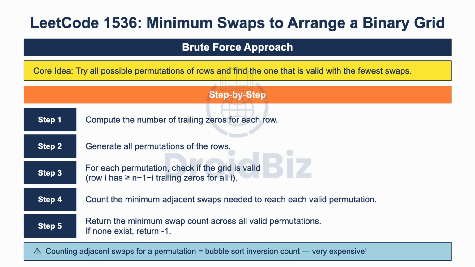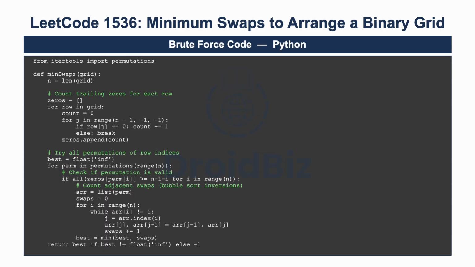Let's look at the brute force code first, then move to the optimal solution. Let's look at the brute force code in Python. At the top, we import permutations from the itertools library. This gives us a built-in way to generate all row arrangements. Inside the function, we first get n, the size of the grid. Then we compute trailing zeros for each row. We loop over each row and scan from right to left. As long as we see a 0, we increment our count. The moment we hit a 1, we stop. We store the trailing 0 count for each row in the zeros list.